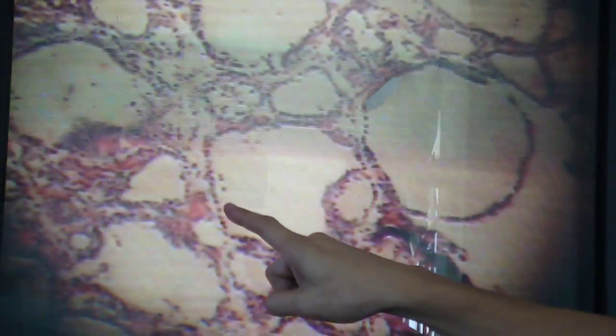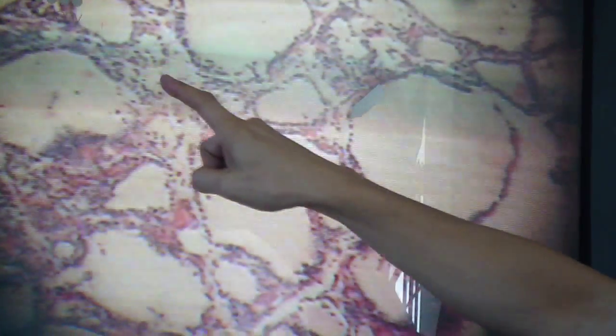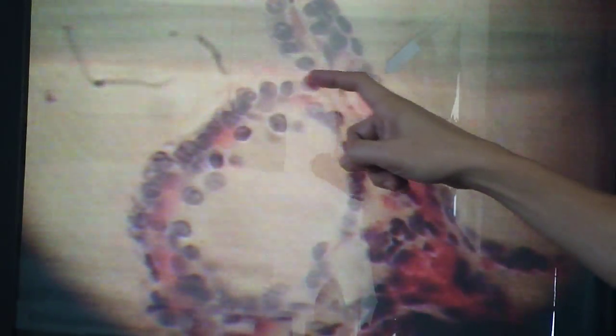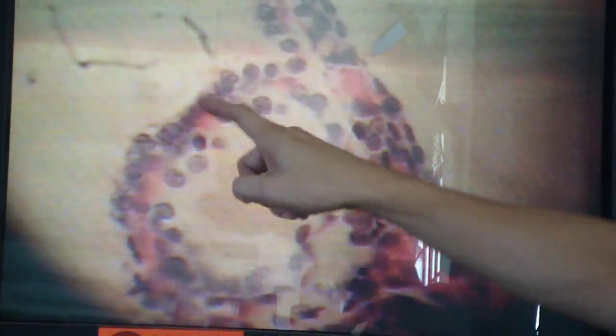So these are thyroid follicles containing the colloid, which is the thyroid hormone. They are lined by follicular cells, the ones responsible for the synthesis of the thyroid hormone. And we have parafollicular cells. They are big cells which contain a clear cytoplasm. That's why they are called C cells or clear cells or parafollicular cells. So they are bigger than the usual follicular cells.